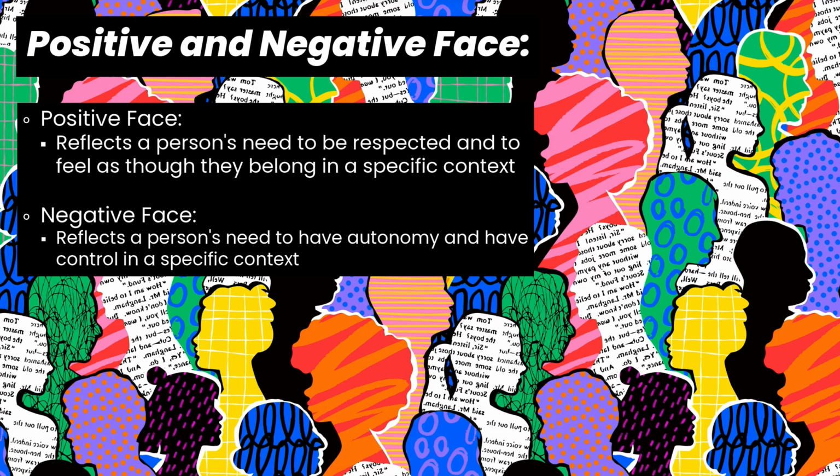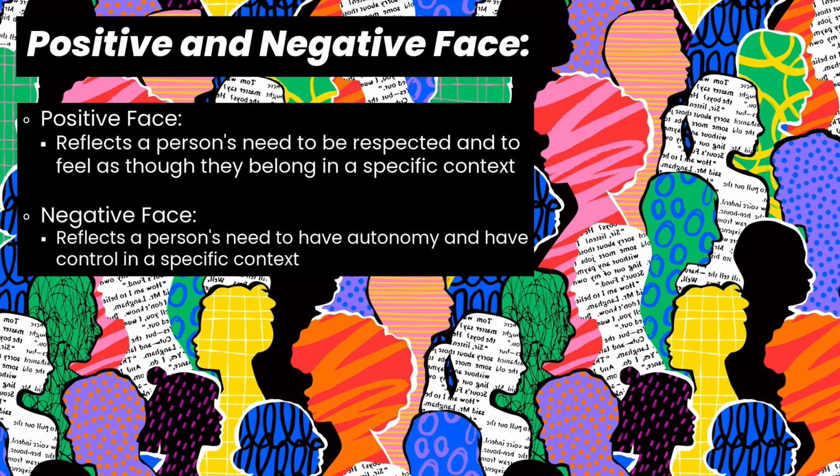You might be surprised to know that every human has two faces, a positive and negative face. And while there are definitely some negative connotations attached to the idea of having a negative face, it's really important to remember that both of these faces are equal and they both play a really important role in the way that we as human beings communicate with each other. So our positive face is all about a person's need to be respected and to feel as though they belong in a specific context. Whereas your negative face is all about a person's need to have autonomy and control in a specific context.